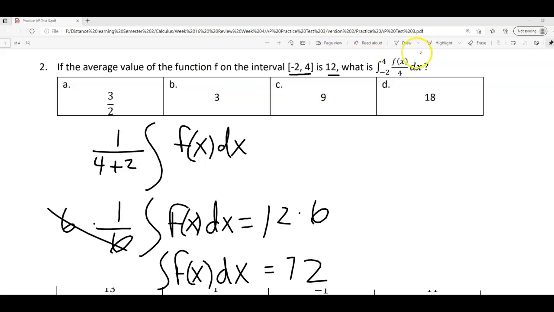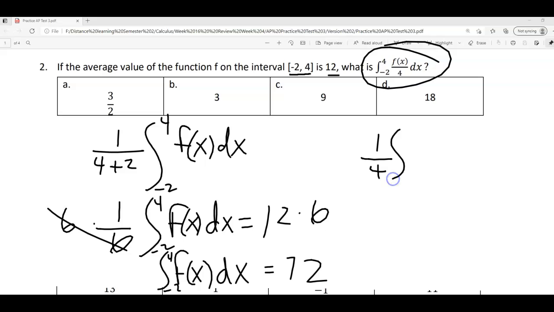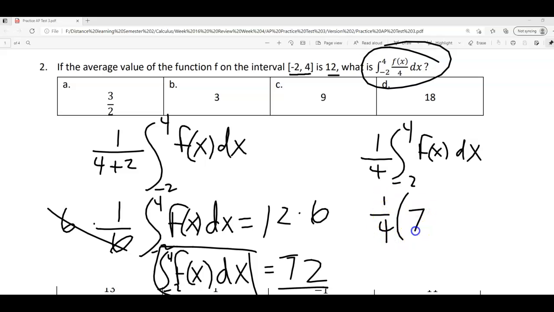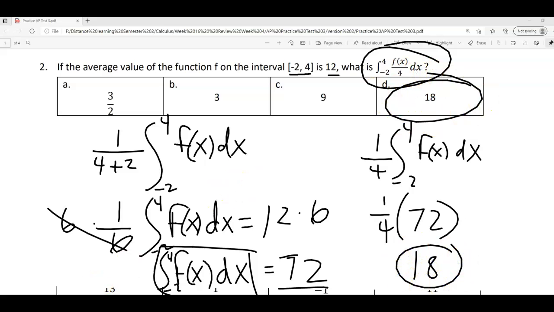Now their question here, and I left these numbers out. I should have these on there. Let me put those on there right now. Okay. They want us to figure out what's this. Well, that's the same thing as this. Property of integrals that we can apply there. And we just found out that the integral of f of x is 72. So this is 1/4 times 72. And 1/4 of 72 is 18. So our answer would be D for that one.